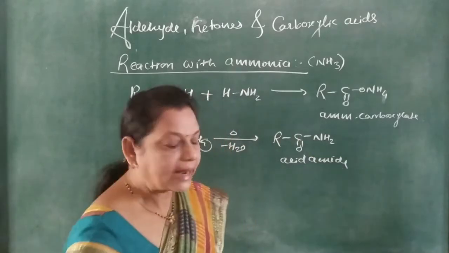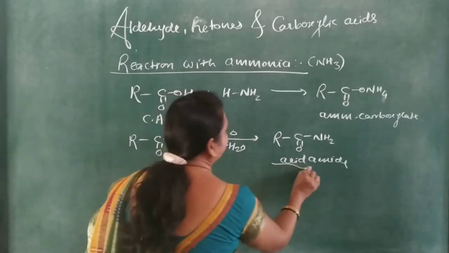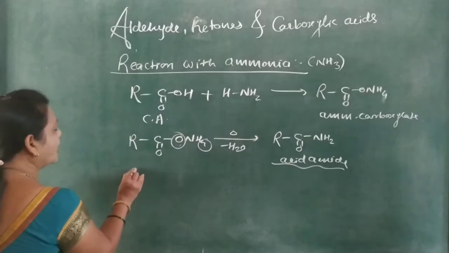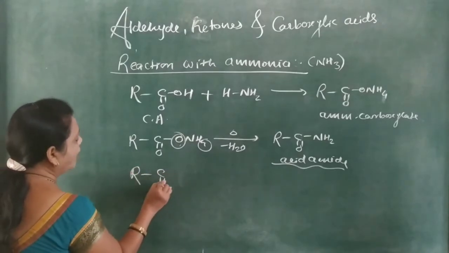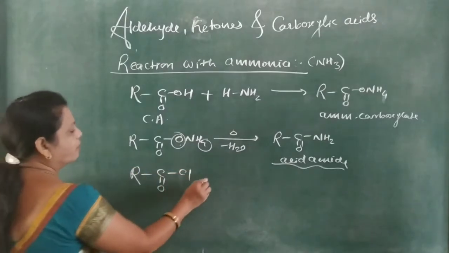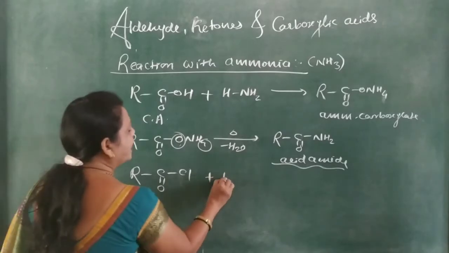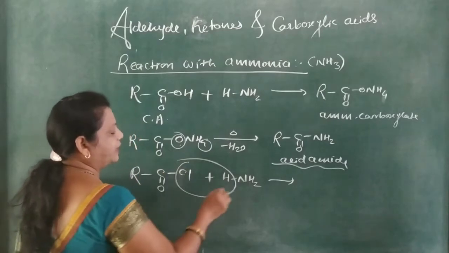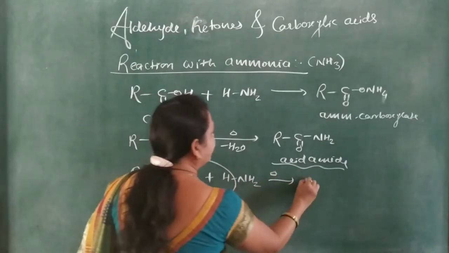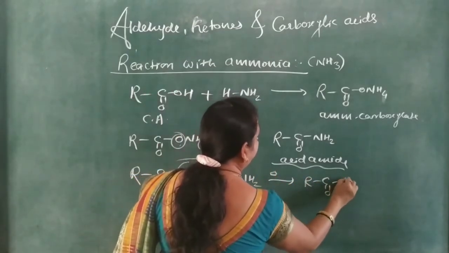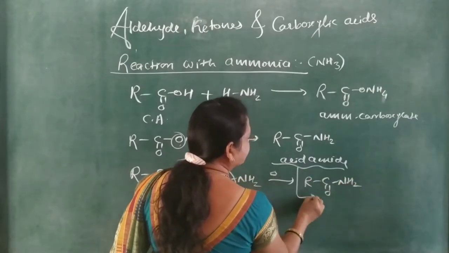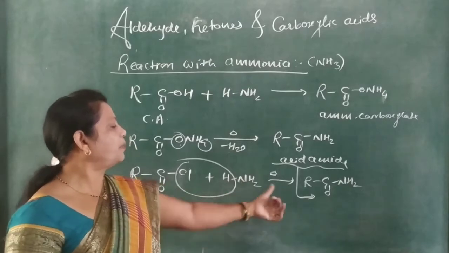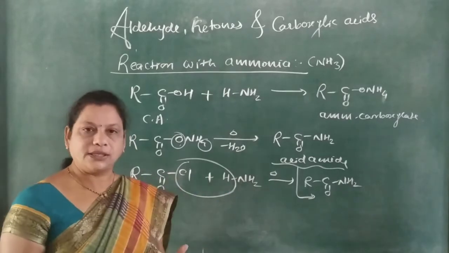Next, this acid amide can be prepared from the acid chloride RCOCl. When acid chloride reacts with ammonia in this way, the Cl combines with H, and we get RCONH2. Again, acid amide is formed. This is the convenient method to prepare the acid amide from acid chloride.